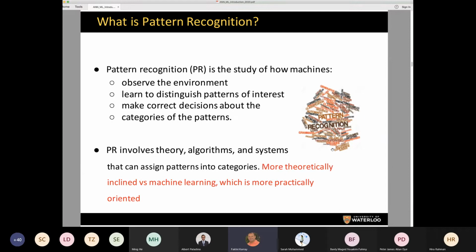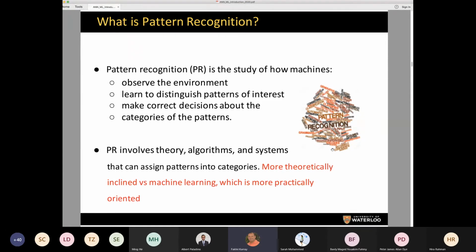So more theoretically inclined versus machine learning, which is more practically oriented. As I mentioned, pattern recognition saw the light of day in the early 70s as a formal set of algorithms, theoretically built using certain mathematical tools at that particular time to solve, ideally, a certain type of problem.